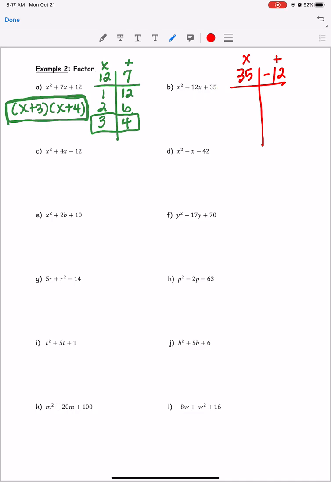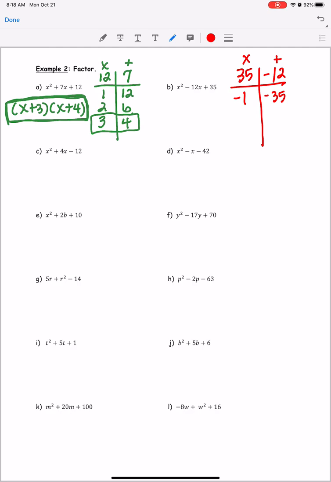So when I go through my multiples, we're going to have all negatives. Go through your multiples of 35, always starting with 1. So that means negative 1 and negative 35. When I add those together, do I get to a negative 12? Well, no, that's negative 35. So keep going down the list.